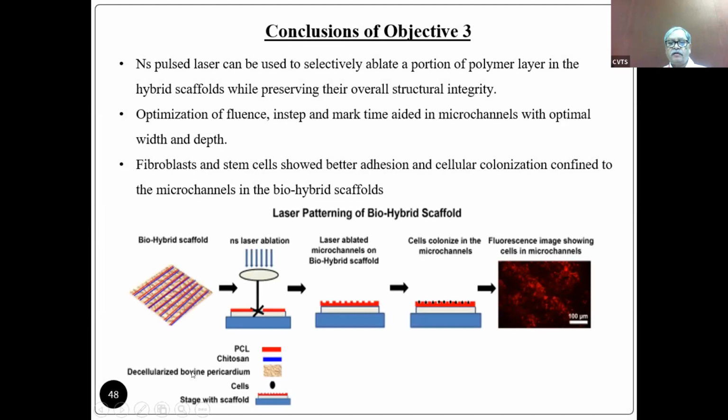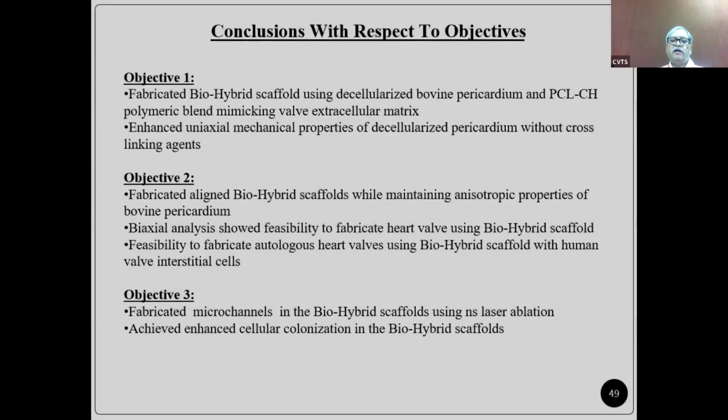So here is our final thing. We take the bihybrid scaffold, we do the nanosecond ablation, and you see the micropatterning start. Then cells are attached to them and characterized, and now this scaffold is ready for making these valves. So this is our conclusion, the last objective: the fabricated microchannel biohybrid scaffold using nanosecond laser ablation achieved enhanced cellular colonization in the biohybrid scaffold, which is required for the tissue.